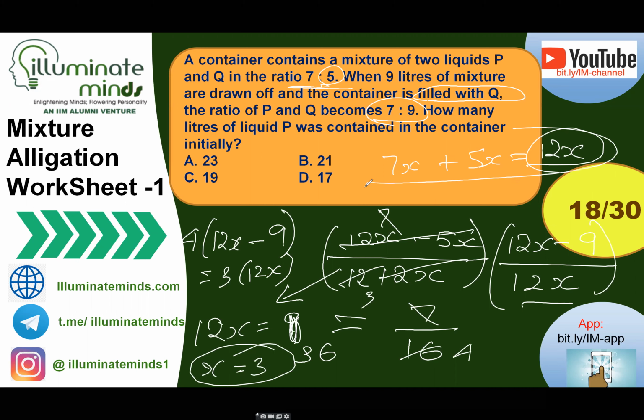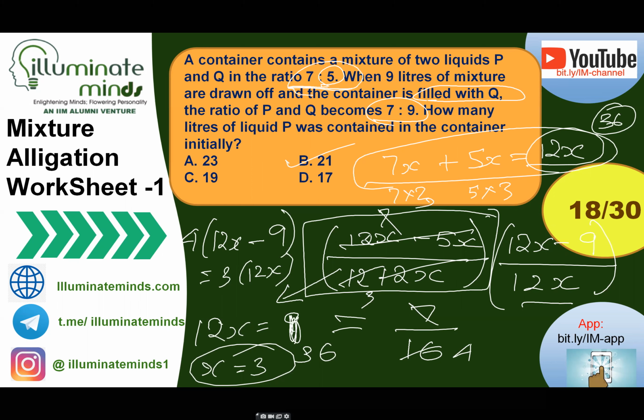So my initial capacity was 7 plus 5, so x is equal to 3. The total capacity is 12x. How many liters of P was initially contained? So 7 into 3, 21. 5 into 3, 15. So 21 is the initial liters of liquid P. I hope it's okay, guys. Correct. So I again repeated what I did. I tried to get this 7:5 ratio. So the first time the bucket with which I replaced was equal to 5x. And in the second case, the bucket with which I replaced was equal to 9 liters. Okay, fine.